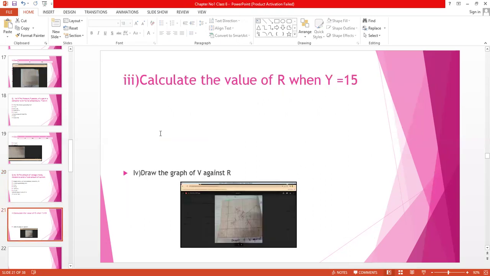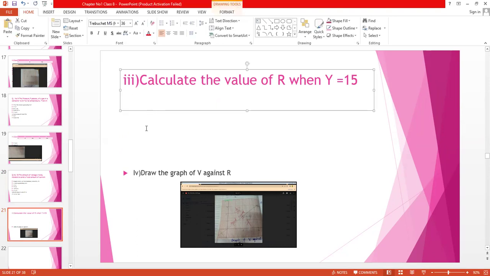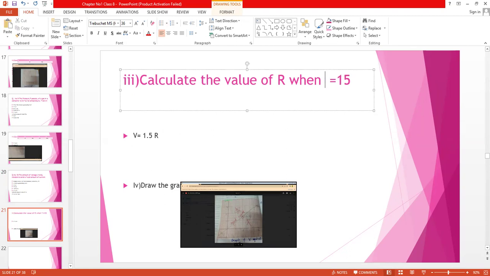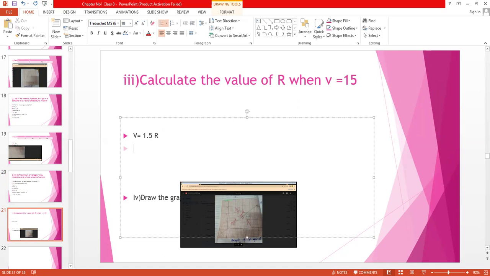Now we come to its third part. They are saying calculate the value of R. Again, first we have to write the connecting equation. So here we have to find the value of R when V is equal to 15. Sorry, this is not y, this is V. V is equal to 15. So the value of V is equal to 15.